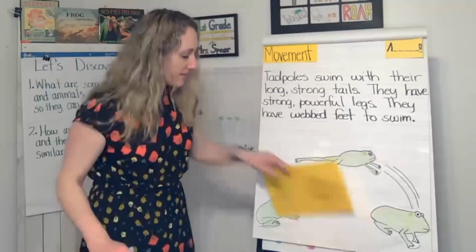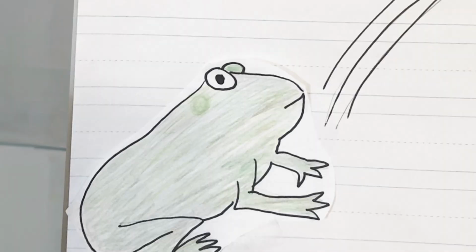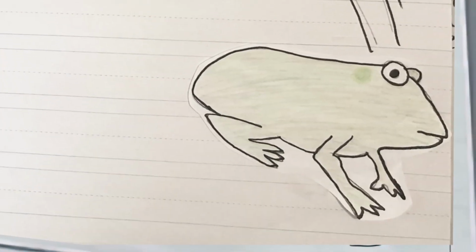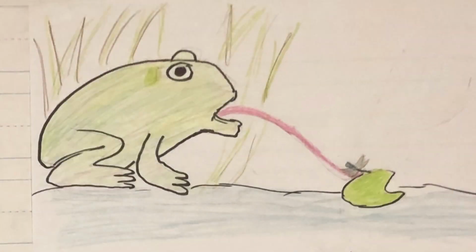Well done. And here's my illustration showing my frog. He's getting ready. He's getting those powerful legs ready. He's going to leap and then he's going to land. And that is the illustration I have to show about movement for frogs. Now we're going to think about their diet.